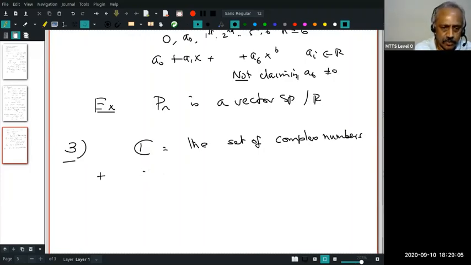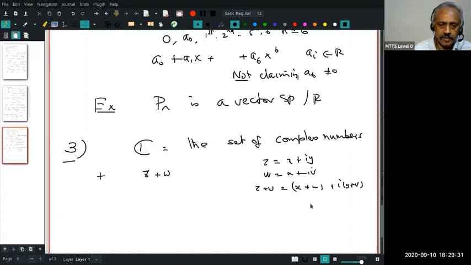Now to start with, two complex numbers z and w, then z plus w is a complex number. This is an addition of two complex numbers. You understand? So that is my addition. Do you understand what I mean? If z is x plus iy and w is u plus ib, what is z plus w? It is x plus u plus i times y plus b. Okay, therefore it's again a complex number.